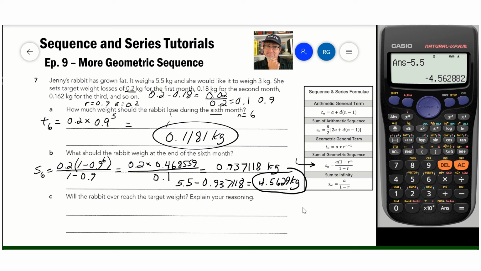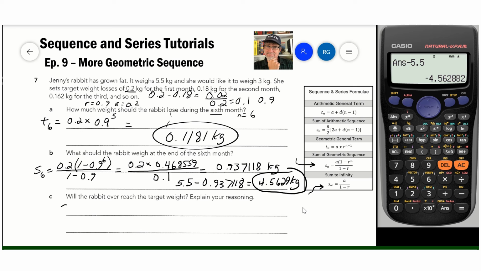Part C. Will the rabbit ever reach the target weight? Explain your reasoning. Well, you can see that the rabbit is losing less and less as each month goes by. Eventually, the rabbit will hardly be losing any weight, won't he? And in fact, there'll be a limit to how much weight the rabbit can lose. And we can find that limit by using this last formula right here, sum to infinity. So that's the maximum amount that the sum of this series can reach.